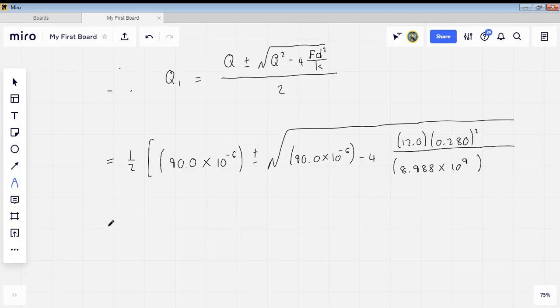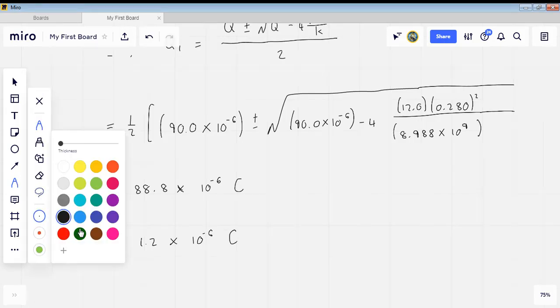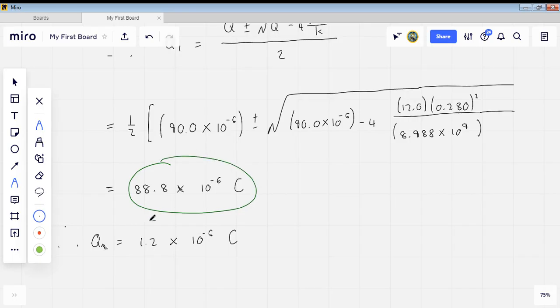So if we calculate this, we therefore get a value for Q1 and Q2. So we get Q1 to be 88.8 times 10 to the minus 6 coulombs. And so obviously from there we can see that Q2 is 90 minus this value, and the second charge has magnitude 1.2 times 10 to the minus 6 coulombs. So if the force between the two spheres is repulsive, these are the two charges on each sphere.